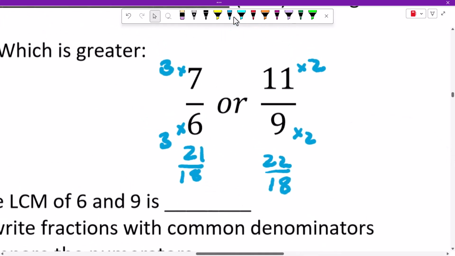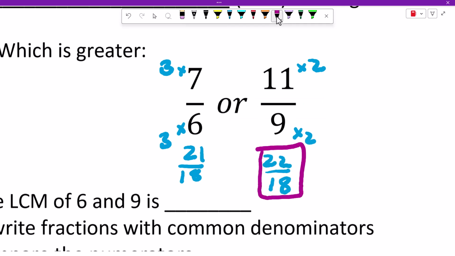So what this does is give us two fractions where the denominators are the same. Now we look at it. What's bigger, the 21 or the 22? Which one's bigger, the left one or the right one? The right one. 22 is bigger than 21. We have 22 out of 18 and 21 out of 18. So 22 is the bigger one. It says circle the bigger one, so we're going to circle this or square it or whatever you want to do. But you should do it to the original question, 11 over 9. So make the bottoms the same.